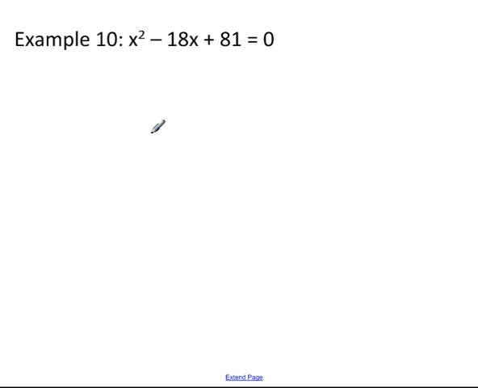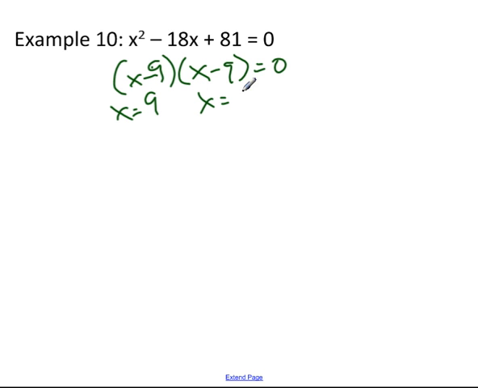And example number 10, last thing for the day. Alright, well, what do we got here? x minus 9, x minus 9 equals 0. So we get x equals 9 and x equals 9. This is what they call a double root. We'll work on these a lot more later on, especially when we get to graphing these things and that sort of stuff. So just x equals 9, only answer we got there.